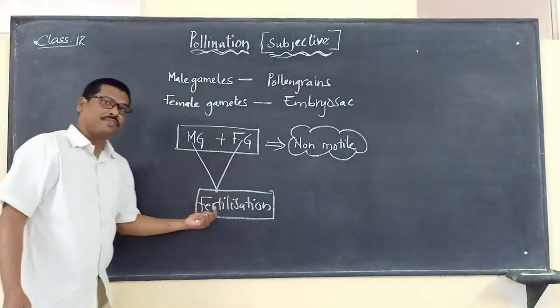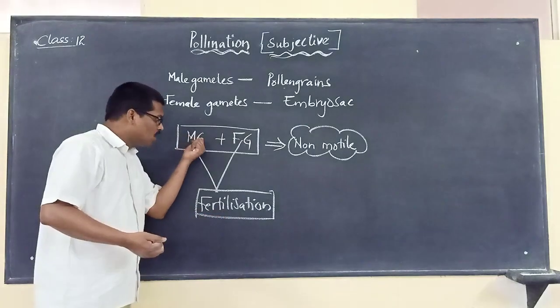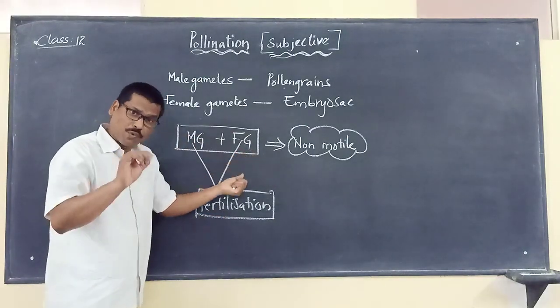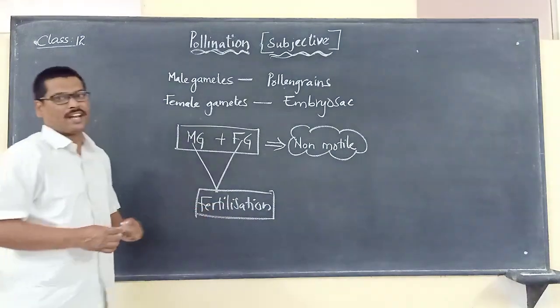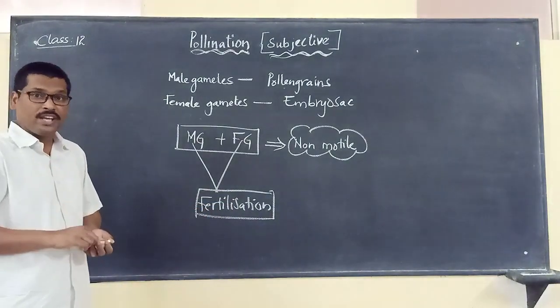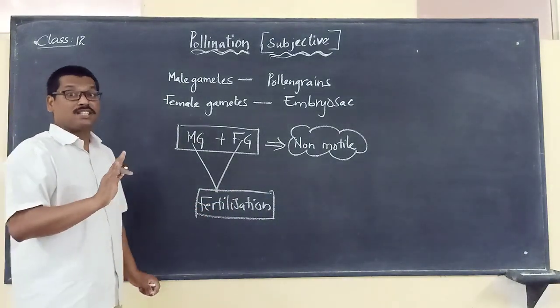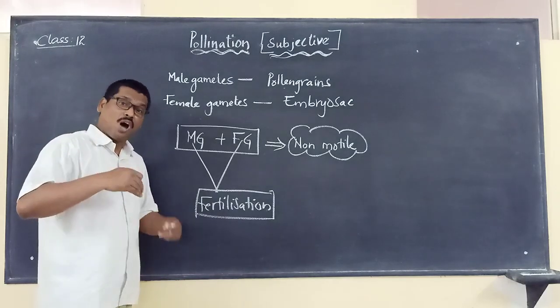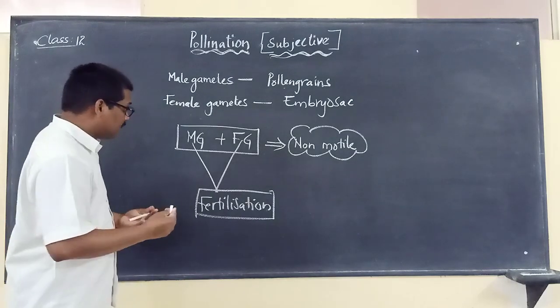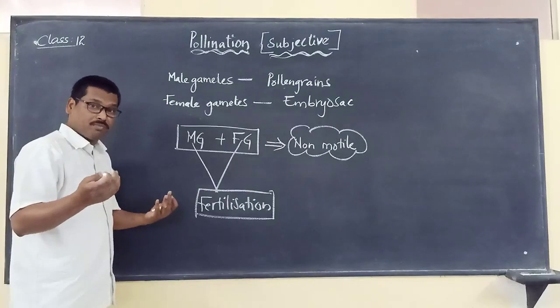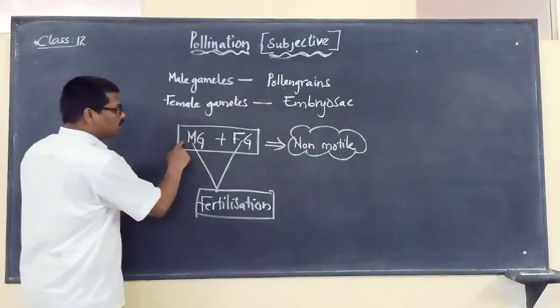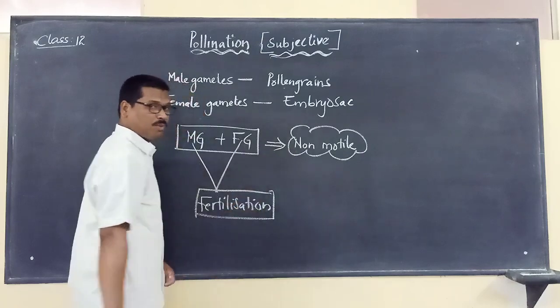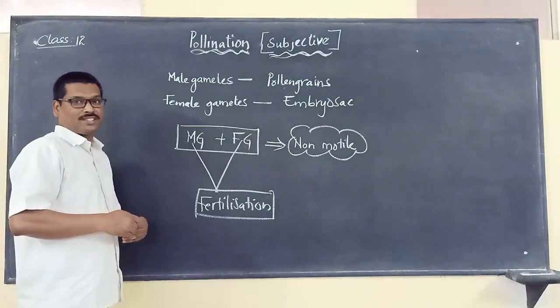What is the end product of fertilization? Zygote. Fusion of male gamete with the female gamete to form zygote is called fertilization. Fertilization is a very important process in plant life for the perpetuation of its race. So how is this possible? Both the male gametes and female gametes are non-motile. Then how are they brought together?